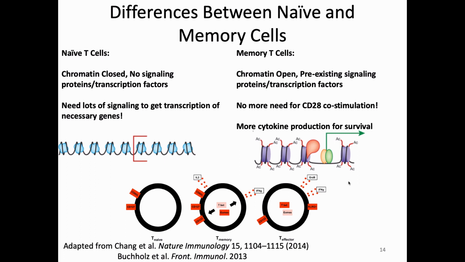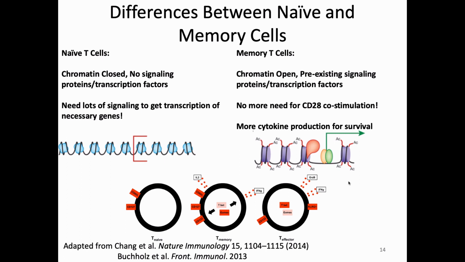Further, you can see a few other differences between the naive and the memory cells here. With the naive cells, most of the genes encoding stuff that's important for T cells, most of that DNA is wrapped pretty tightly around histones. The chromatin is closed. The cells don't have a lot of signaling proteins and transcription factors made. So when you start signaling in that cell, the cell has to make all the proteins. And that's part of the reason why there's a delay, why things are so slow. So we need a lot of signaling to get transcription of our necessary genes.